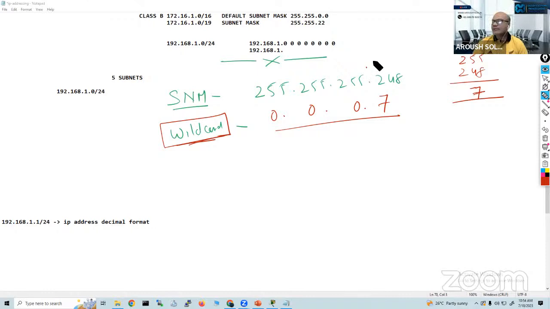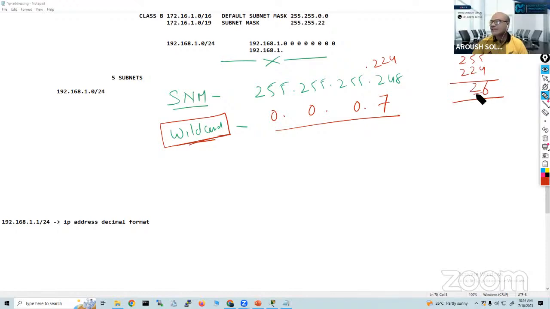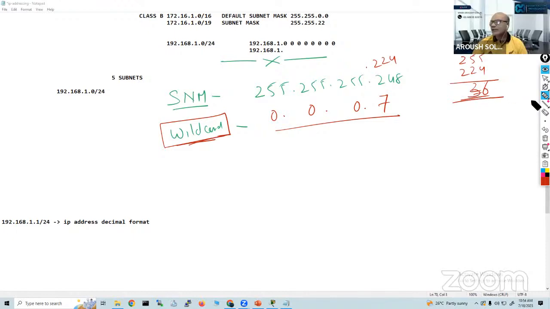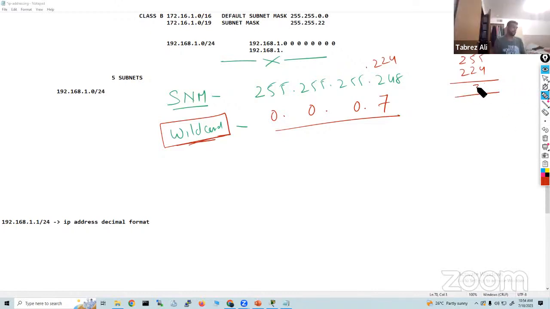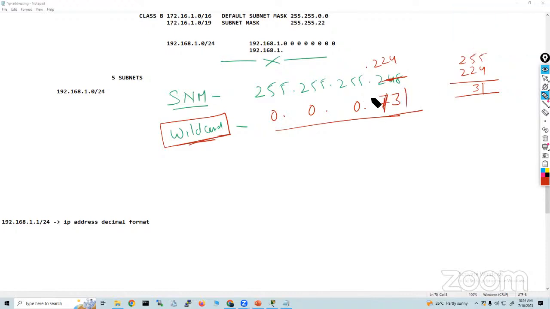Whatever the value, suppose we calculate 224 here, then we just have to work with 224, that's it. So how much will it become? 26, I guess. 30, 31. 31, yes. So it became 31. Now if it is 224, then this becomes your 31. Okay, this is called your wildcard mask.